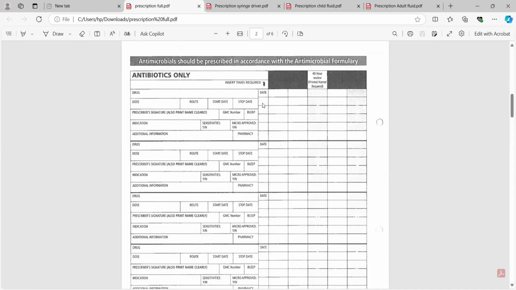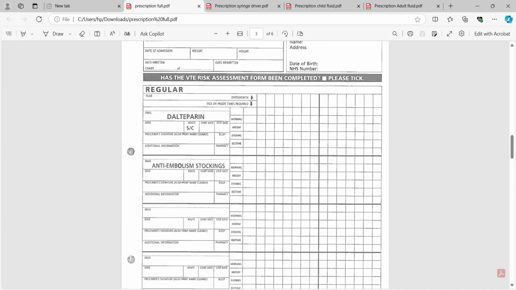Okay, if it is BD, you have to write over here and over there. If it is TDS, you have to fill 3, and if it is QID, then you have to make 4 boxes accordingly. I think you guys are following me. So the remaining boxes are all the same.